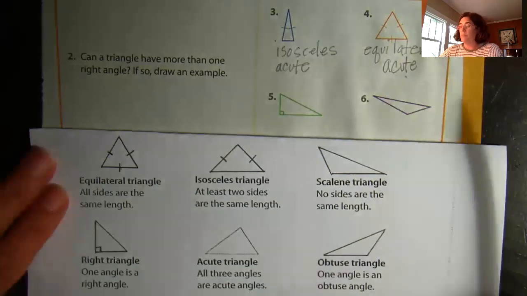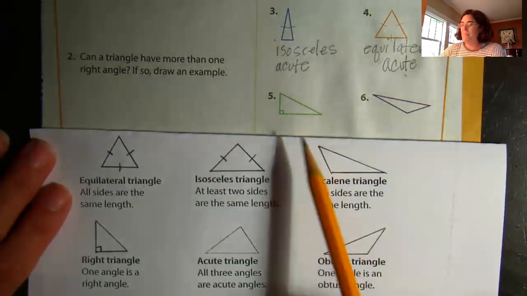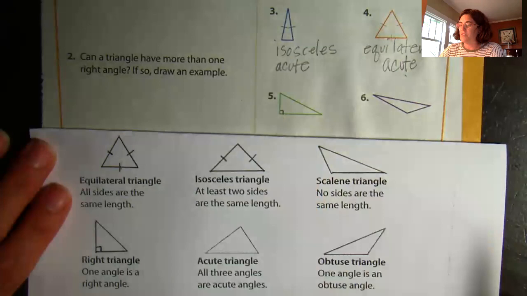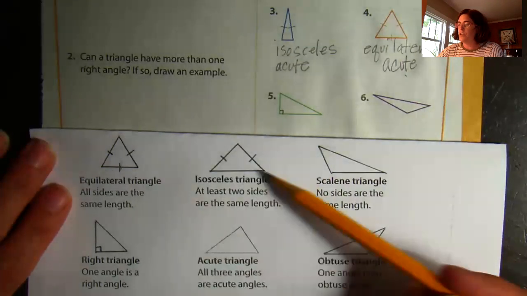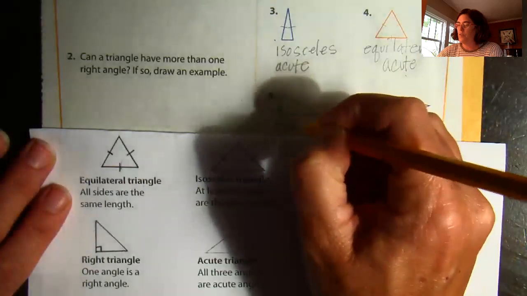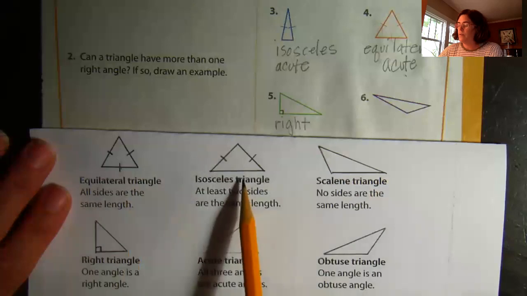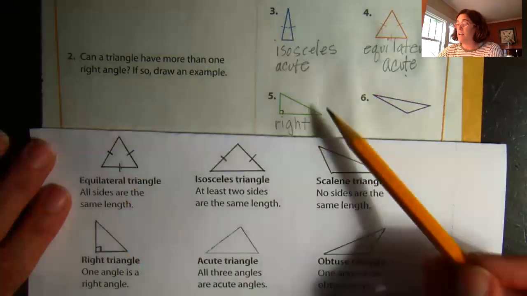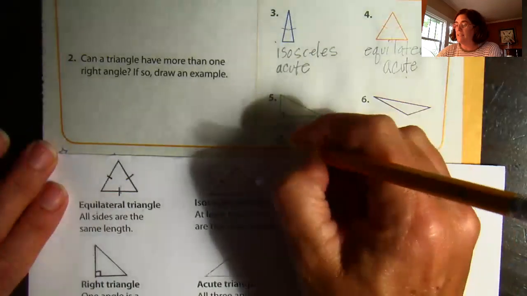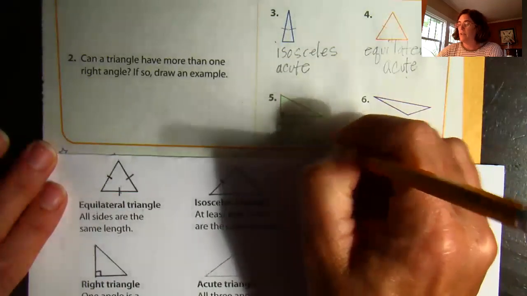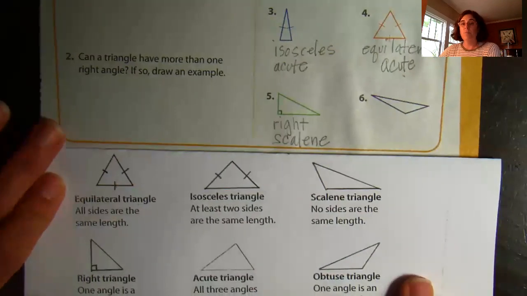All right, let's take a look at number 5. Oh, I see a giveaway. Do you guys see it? Yep, there it is, that little box that tells us it's a right triangle. And then I also want to see, so we're going to do the side length. We know it's a right triangle. Do we have any hatch marks on this triangle? No. So that means that none of these sides are the same in length. So it is a scalene, a right scalene triangle.